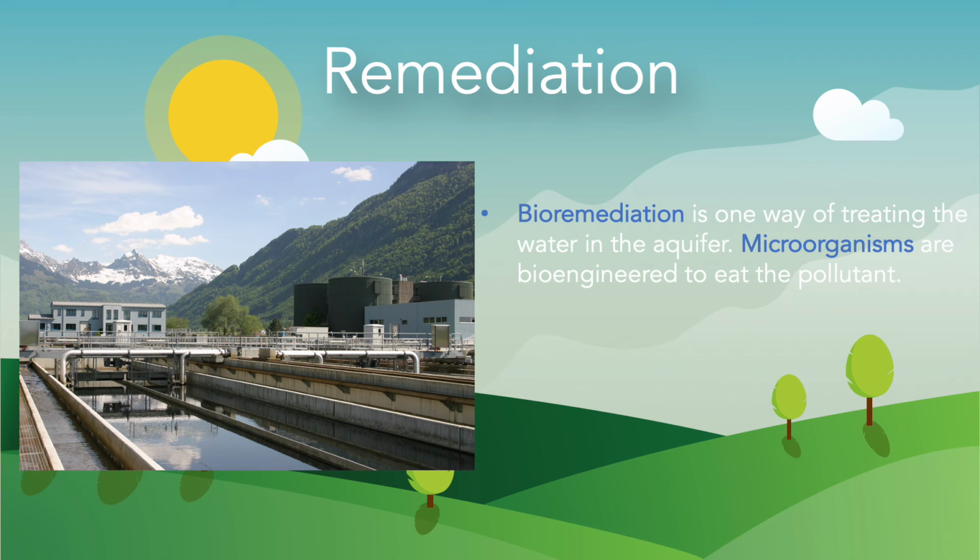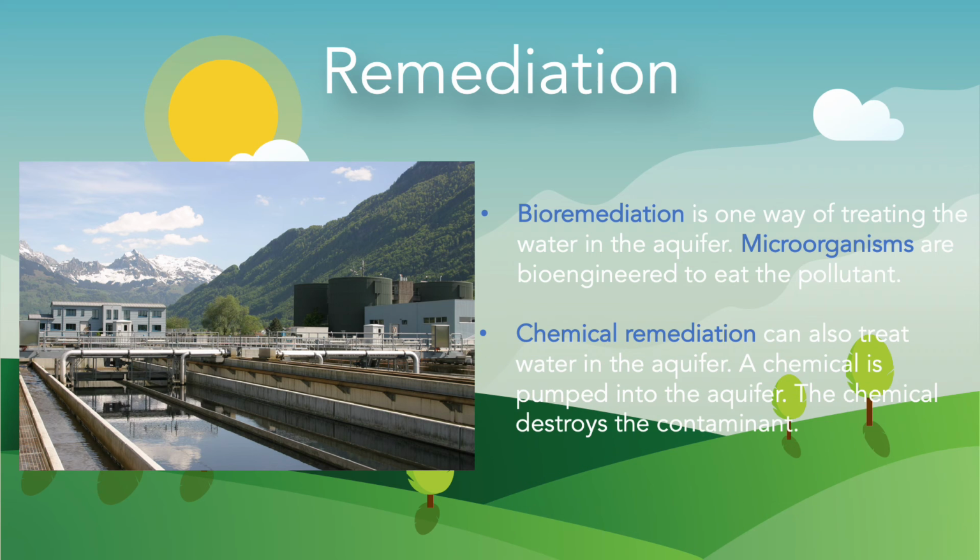Bioremediation is one way of treating the water in the aquifer. Microorganisms are bioengineered to eat the pollutant. Chemical remediation can also treat water in the aquifer. A chemical is pumped into the aquifer. The chemical destroys the contaminant. The contaminated groundwater must be treated.